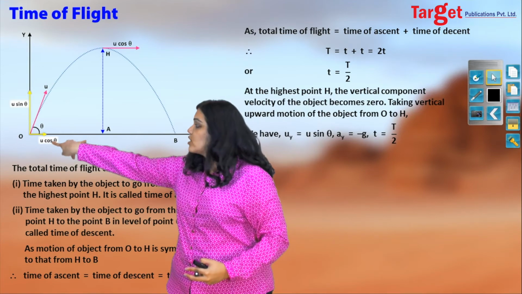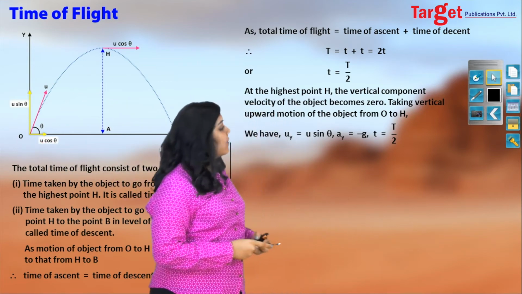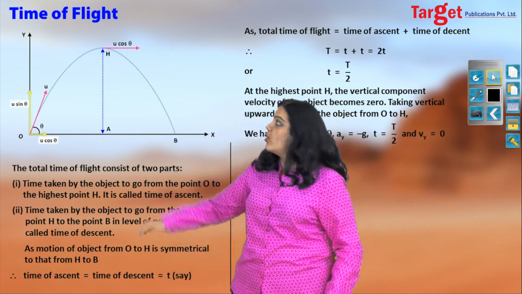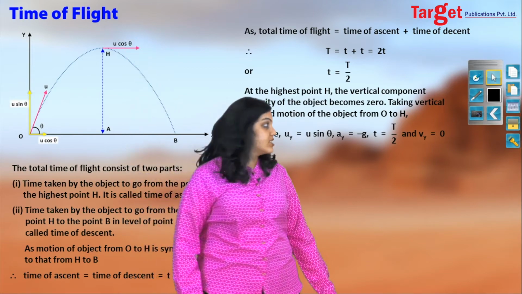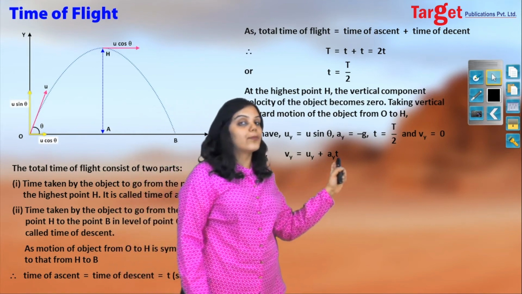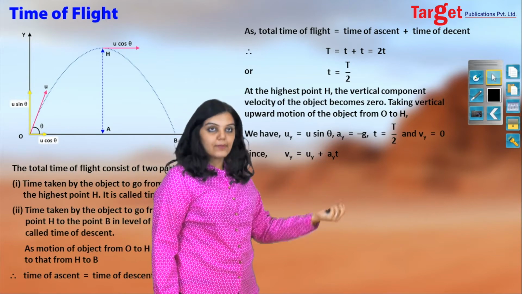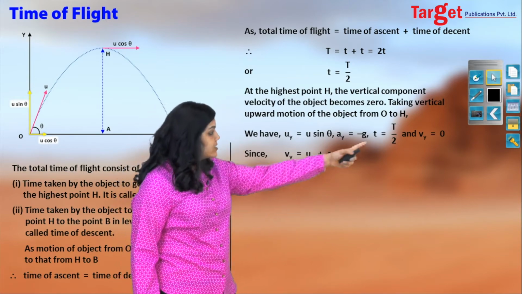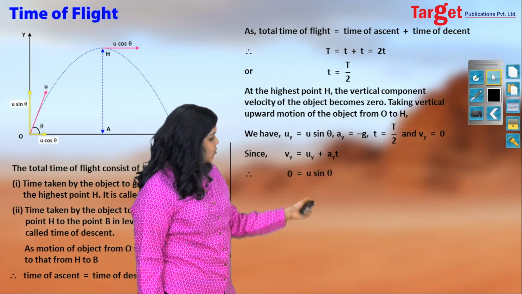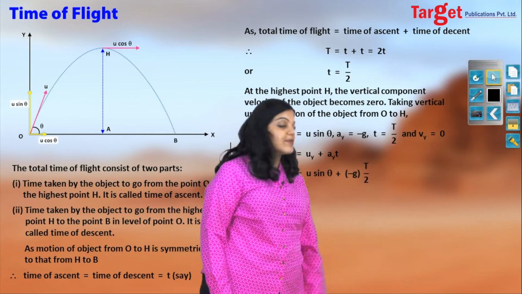It takes half of the total time to cover from O to this point h, and therefore t is capital T by 2. And finally, vy is 0. And why is it 0? Because at this point there is no vertical velocity. Finally, I will put all these values in the kinematical equation v is equal to u plus at. But here I am talking only about the y direction, and therefore I have the y subscripts. When I put all these values, vy is 0, uy is nothing but u sin theta, plus a is minus g, into t, and t is capital T by 2.